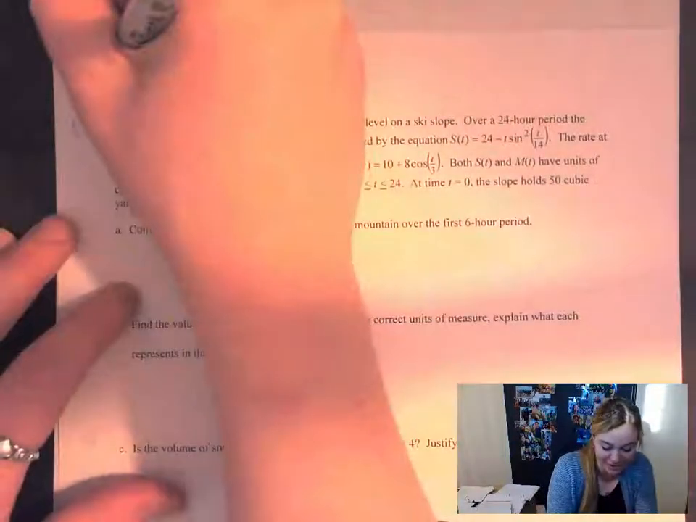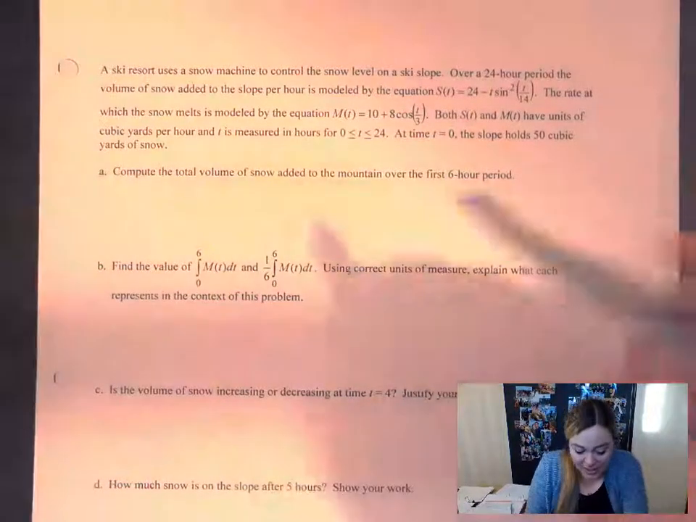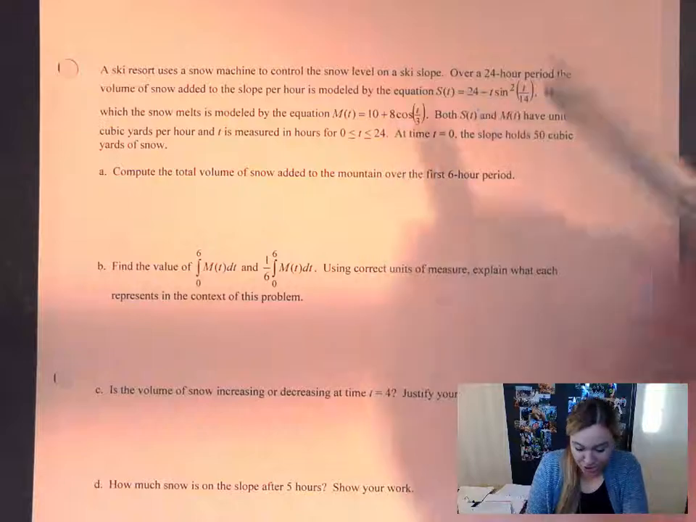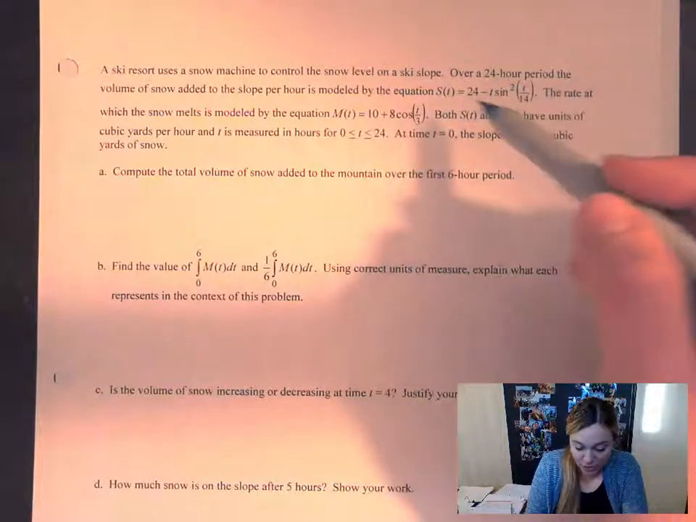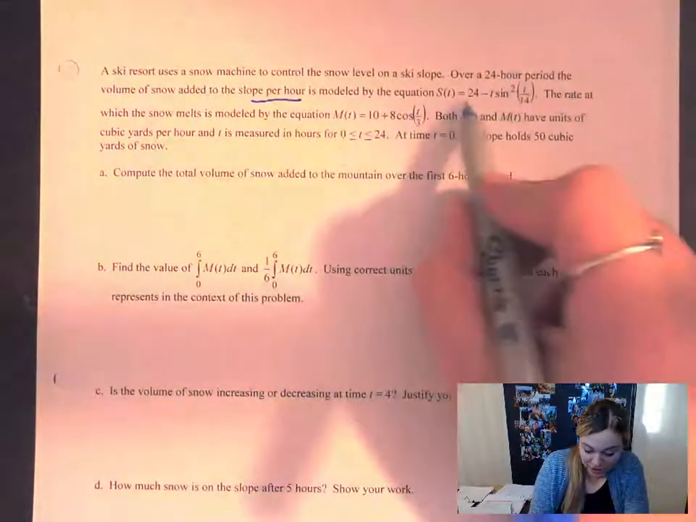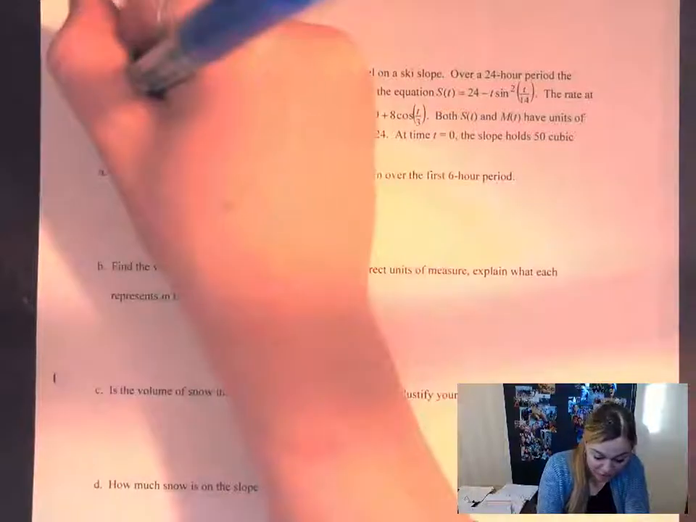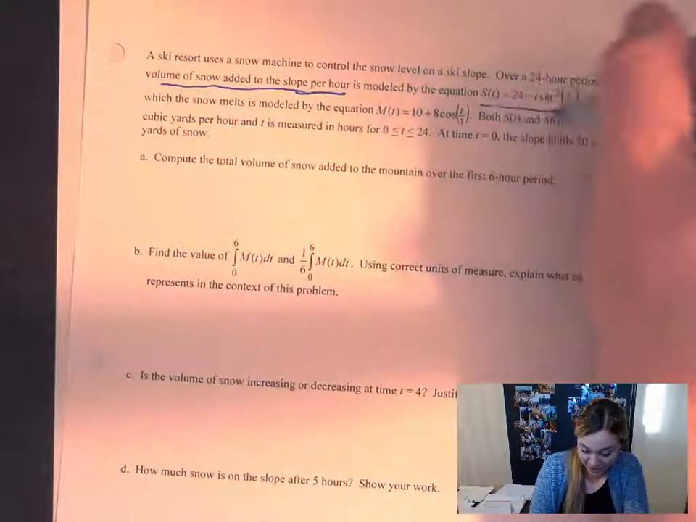Okay, let's do another page. Oh, this one's a fun one because we actually get into it. This actually combines a whole bunch of stuff you know, and I would say this is more practice than it is a new process, but I'm still excited for it. So a ski resort uses a snow machine to control the snow level on a ski slope. Over a 24-hour period, the volume of snow added to the slope per hour. So I'm starting with a rate. So this is the rate that is being added, S of t.